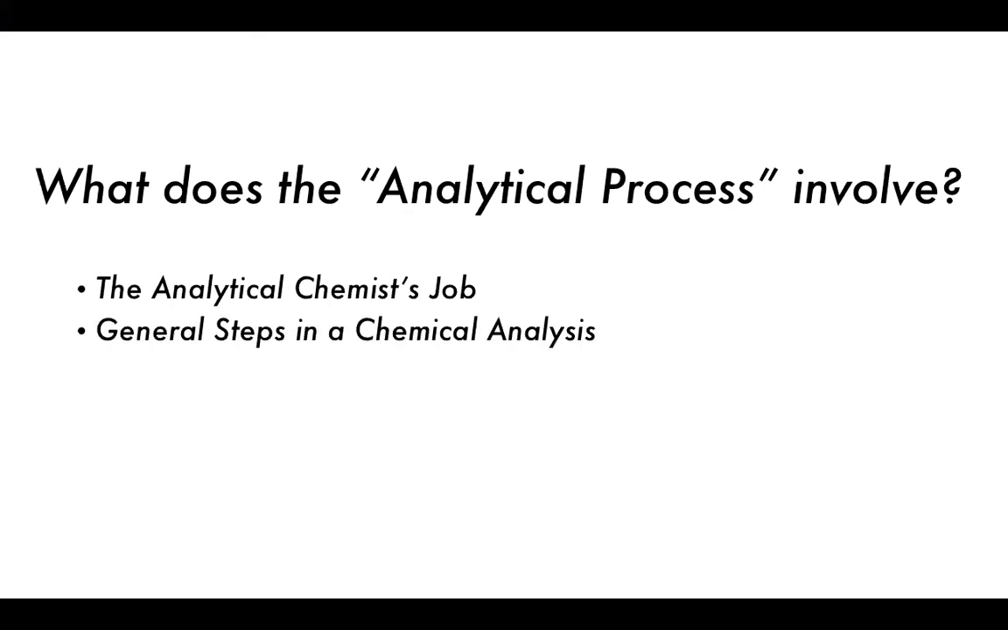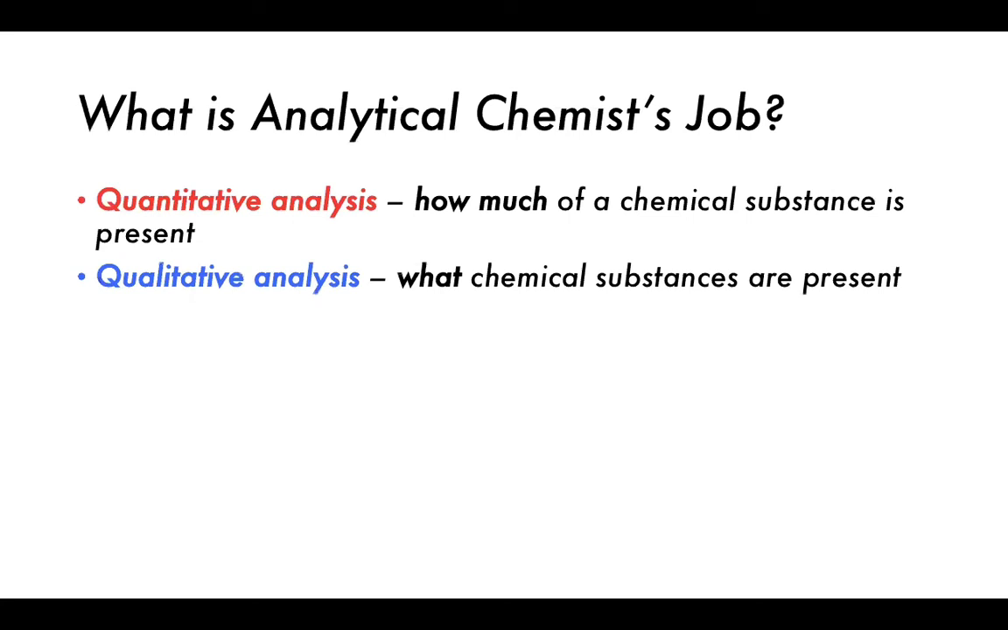And then we'll be looking at the general steps involved in a chemical analysis, which typically falls under the job description of an analytical chemist. So what is an analytical chemist's job? Typically they provide two types of analysis. One is quantitative analysis, which looks at how much of a chemical substance is present. And the other is qualitative analysis, i.e. what chemical substances are present. So one looks at the amount and the other looks at what is present.